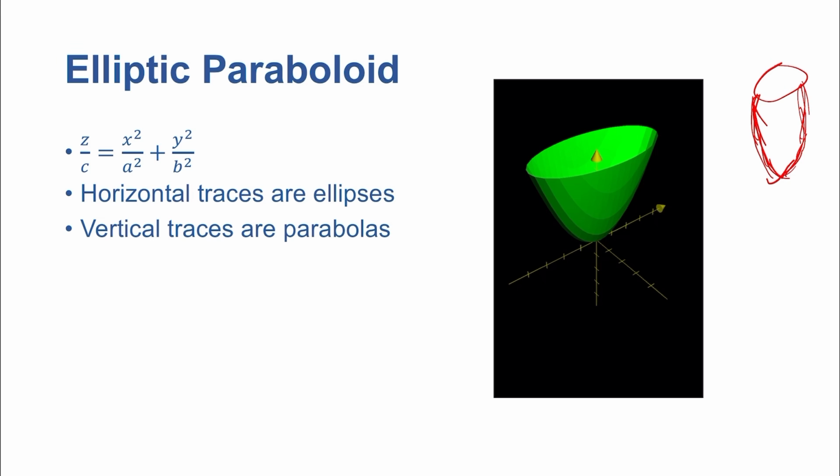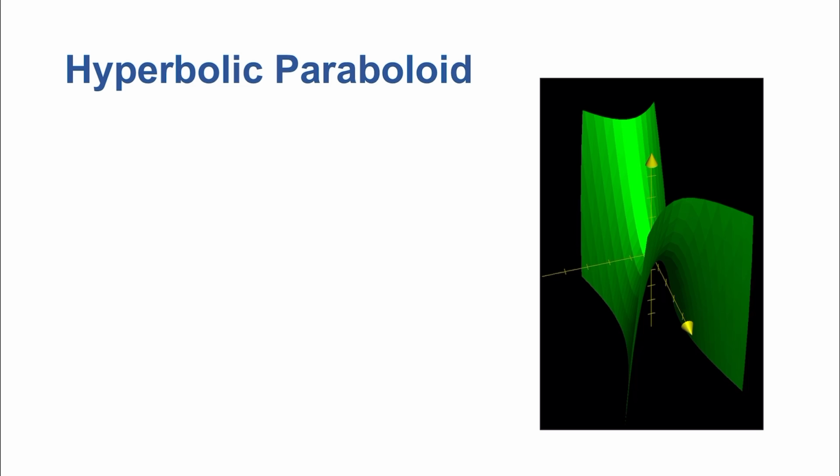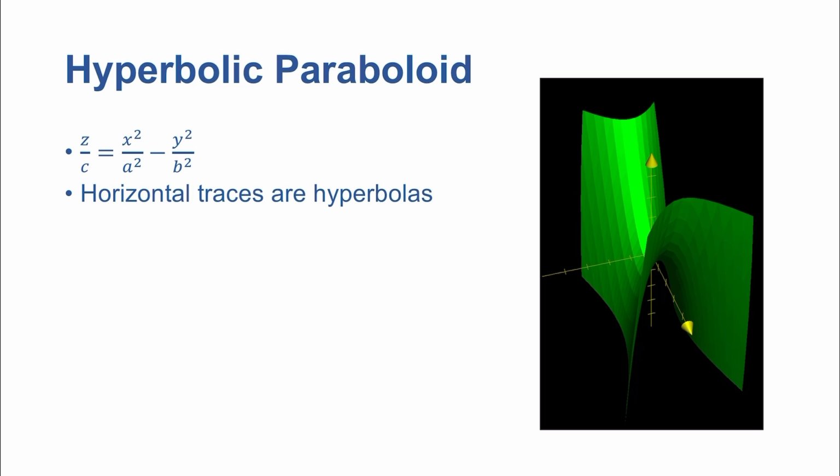So if I take my trace along the z-axis such that I get an xy picture, so if this is my x-axis and this is my y-axis, I will get an ellipse. Then if I take, say, the xz or the yz, I will get a parabola. Next, we want to cover the hyperbolic paraboloid. So this is when we have a more hyperbolic shape. In this case, we have the equation z over c equals x squared over a squared minus y squared over b squared. Now, the horizontal traces will be hyperbolas.